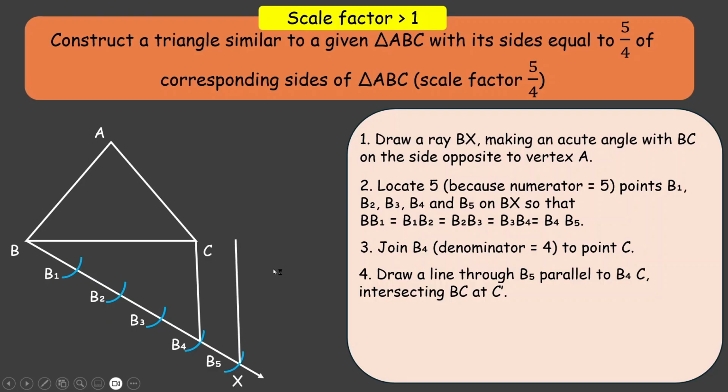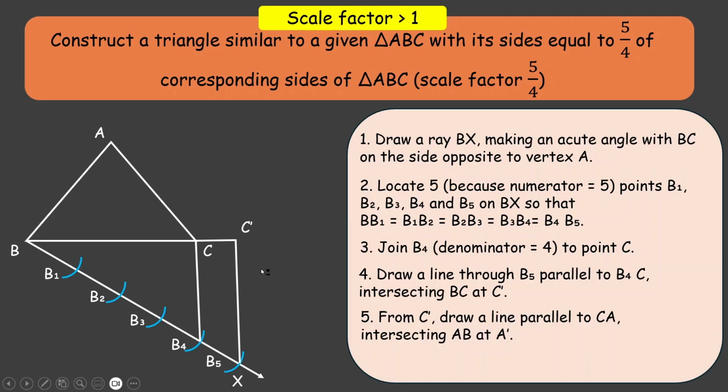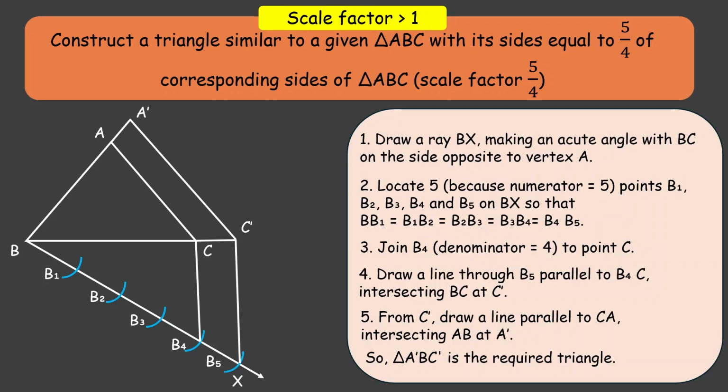So we will make a parallel line, we'll extend our original triangle, and this point is now C dash. Similarly, from C dash, we'll make a line parallel to CA, intersecting the extended AB at A dash, like this. And this A dash B C dash is the required triangle whose sides are 5 by 4 of the sides of triangle ABC.